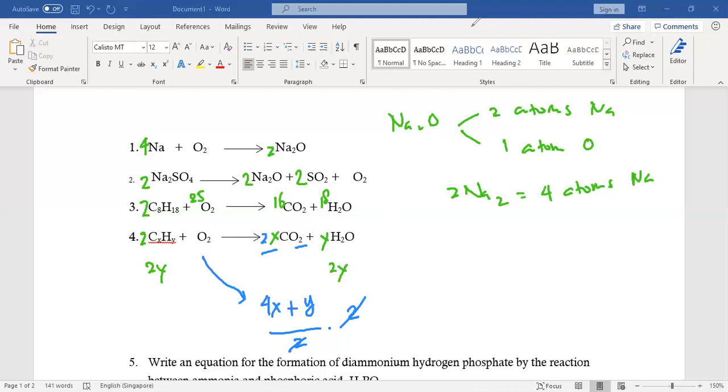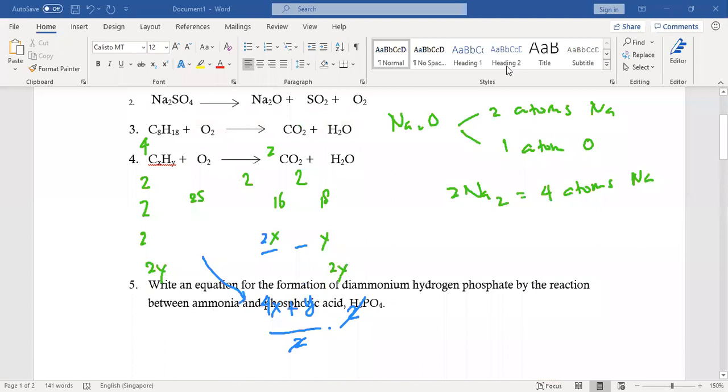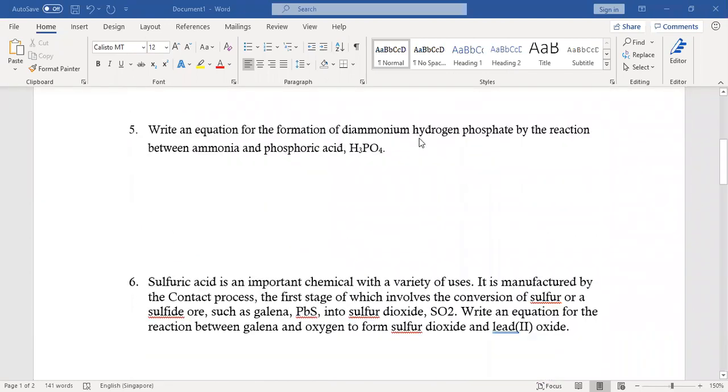All right, next, let me clear up this one. Next, number 5: write equations for mixtures of diammonium hydrogen phosphate by reactions between ammonia and phosphoric acid. So how do we do this one?